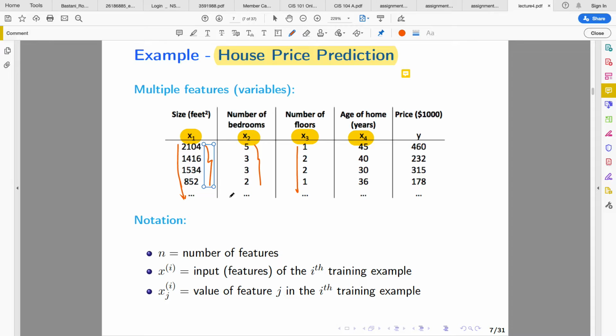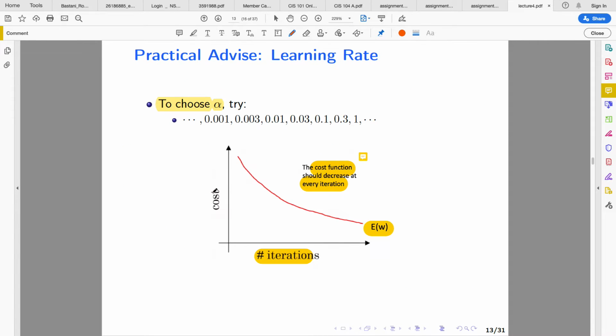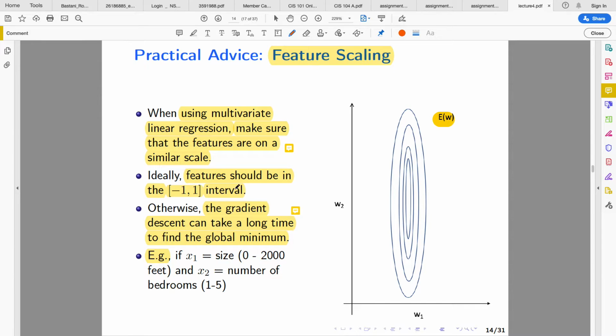So these are not normalized. When we have something like this, we want to make sure that we normalize all our features so that the algorithm will be able to converge easily. And that is what this is trying to do, by saying that we do feature scaling. Ideally, we want all the values in each feature to be between -1 and 1. Gradient descent can take a long time to find the global minimum if you don't do that. For instance, as I explained, this one is in this range and this one is in that range, so we need to do feature normalization. We have seen this before.